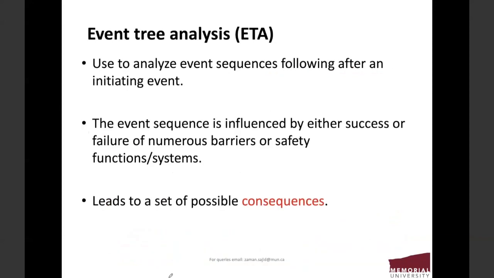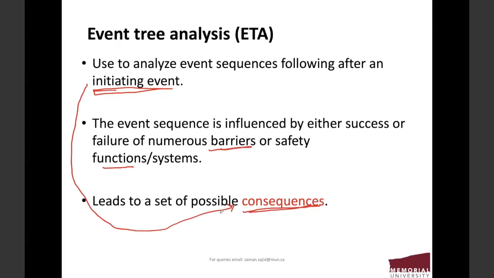Today's next topic is the event tree analysis. Event tree identifies the sequence of the events. It is used to analyze the event sequence following an initiating event. The event sequence is influenced by either success or failure of numerous barriers or safety functions and systems. So the barriers, which are also called safety functions, are what we introduce in our event tree. It leads to a set of possible consequences. So we identify our initial event and then we see what our consequences will be. What are the different events which will lead to different outcomes from the initiating event?